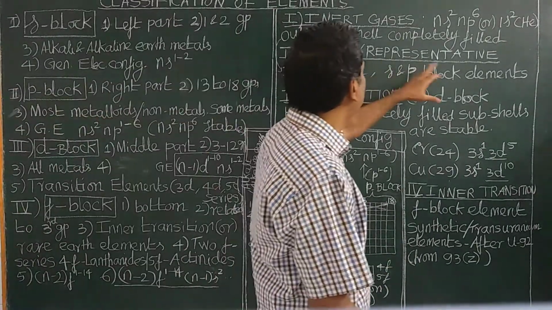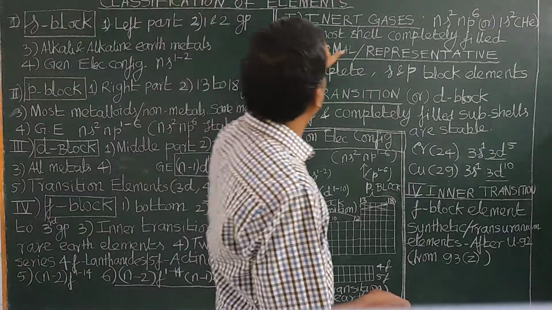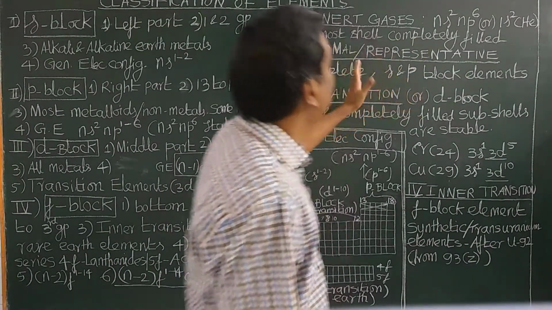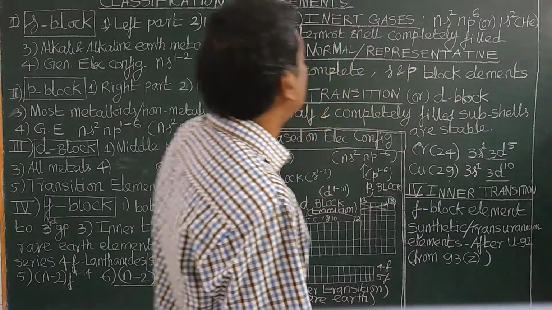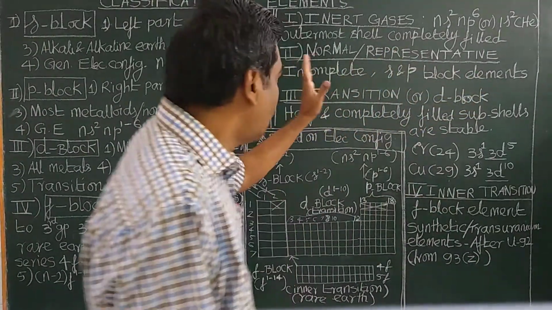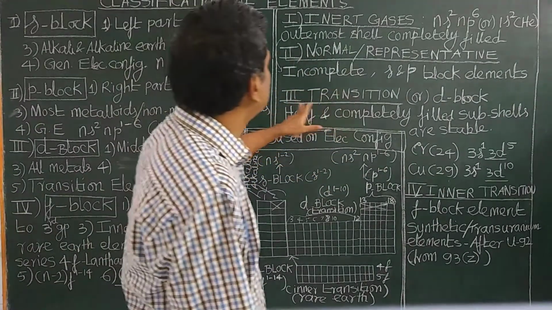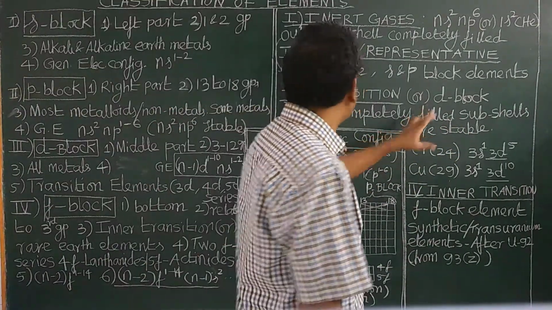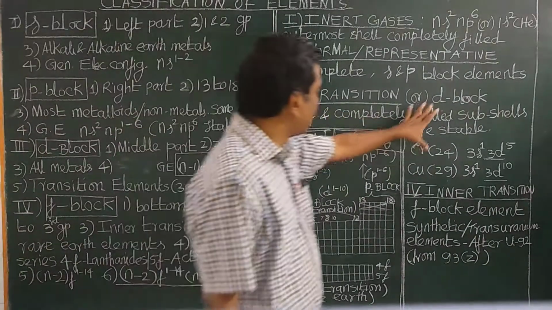Next, we will see normal and representative elements. What are normal and representative elements? In inert gases the outermost shell is completely filled, whereas here the outermost shell is incompletely filled. S block and P block elements form the normal and representative elements. So you can add these points here. Next, transition elements. They are nothing but D block elements. So you can write the points. All are metals. You can add that here.